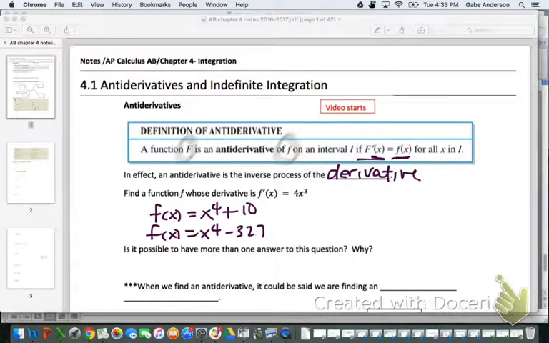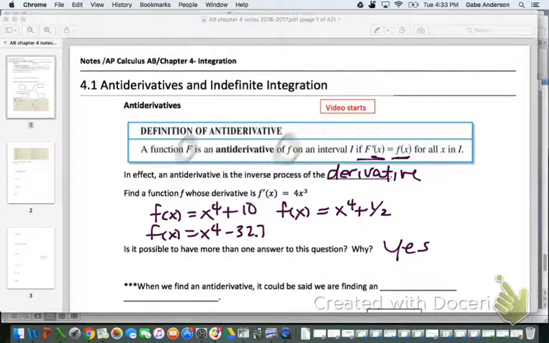You might say, wow, is it possible to have more than one answer? Like, are these two different answers correct? And the answer is yes. There is more than one answer to that question. We could list some more out, right? F of x could equal x to the fourth plus 1/2. I mean, there's really an unlimited number of answers to this question.